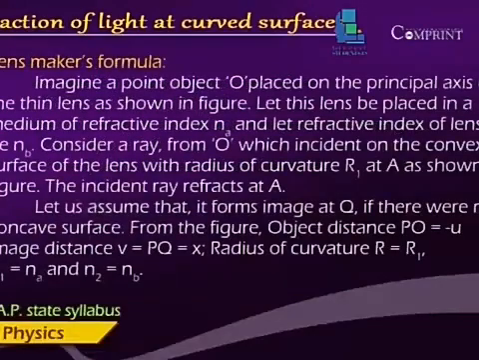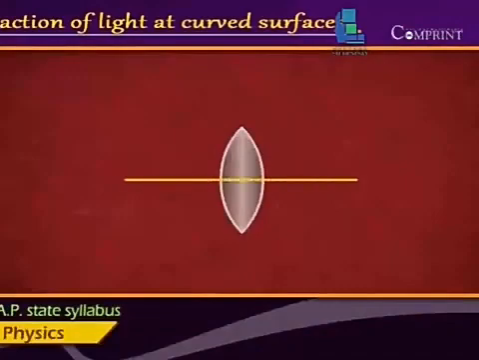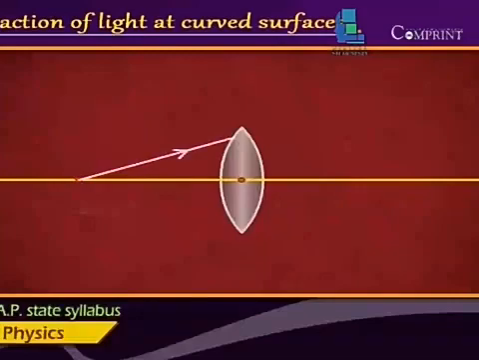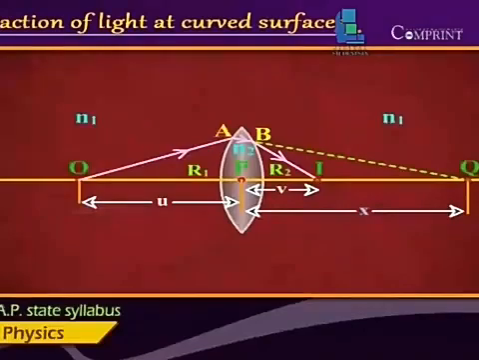Lens maker's formula. Imagine a point object O placed on the principal axis of the thin lens as shown in the figure. Let this be placed in a medium of refractive index na and let refractive index of lens be nb. Consider a ray from O which is incident on the convex surface of the lens with radius of curvature r1 at A as shown in figure.